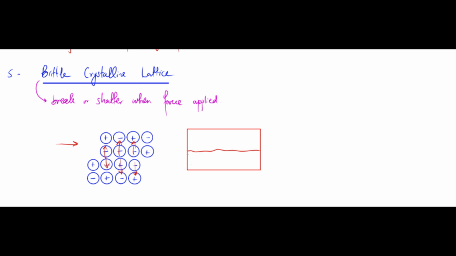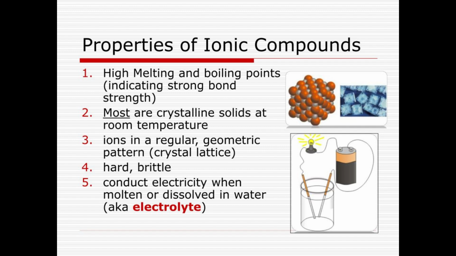Let's wrap this up with the properties we have discussed. Ionic compounds have high melting and boiling points. Ionic compounds are good conductors of heat and electricity in the molten and aqueous form because of the free movement of the ions, but they are bad conductors of electricity in the solid state because the ions are fixed in the crystal lattice.